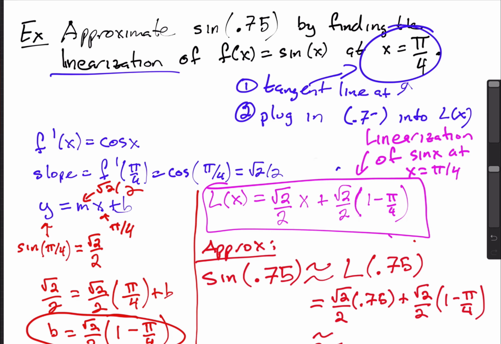Somebody have a calculator? What would that be? Square root of 2 divided by 2 plus times 1 minus pi over 4. Okay. So my calculator says 0.85. You forgot to multiply it by 0.75. Oh, you're right. Okay. Just want to make sure you guys are paying attention. Thank you. Times 0.75. Okay. All right. So my calculator says 0.6821.